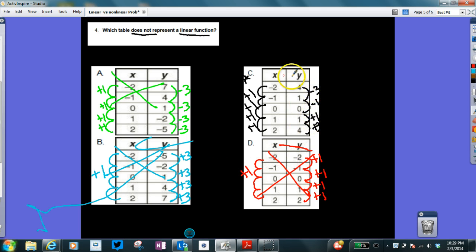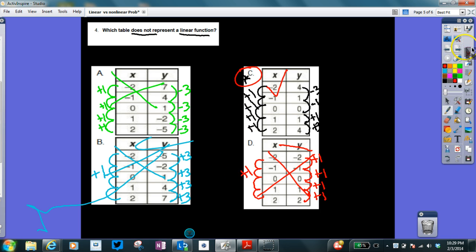So let's look back at this one. My rate of change domain was all the same. It was constant. Good to go. But my range, look at this. I have minus 3. That's one reason it's important because then you have minus 1. Then you have plus 1 and plus 3. That's a cool pattern, but it is not a linear function. So in this case, C is going to be my answer.